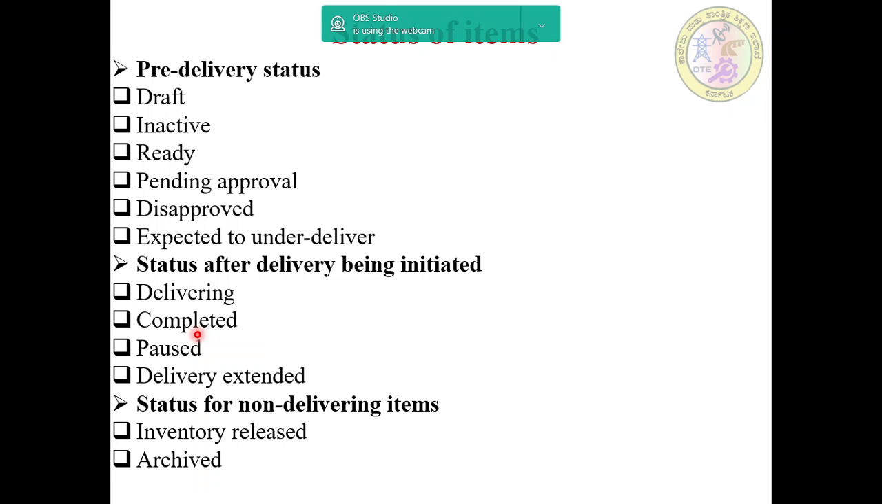First one is pre-delivery status. The status indicated for items that have not yet delivered. This is again divided into different categories: draft, inactive, ready, pending approval, disapproved, and then expected to under deliver.